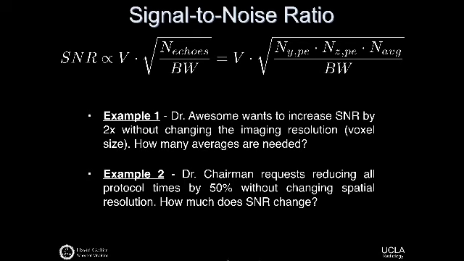So the signal to noise is the voxel volume times the number of echoes that we acquire. And so we have the number of phase encode steps in the y direction, the number of phase encode steps in the z direction if it's 3D imaging, and then the number of averages that we're acquiring.